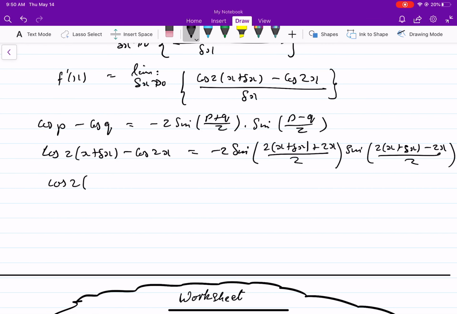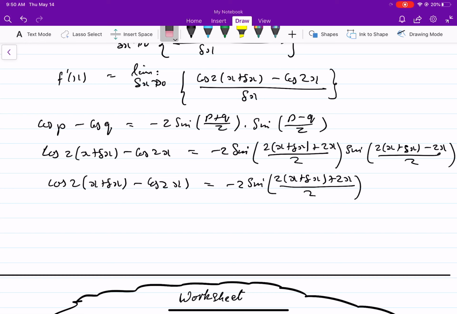Cos of 2 into x plus delta x minus cos of 2x now looks like minus 2 times the sine of 2 into x plus delta x plus 2x, all upon 2. Should I simplify it? Yeah, maybe I should simplify it. Inside this bracket here, if I open the first bracket, that is 2x plus 2 delta x plus another 2x, which is 4x plus 2 delta x, which is 2.